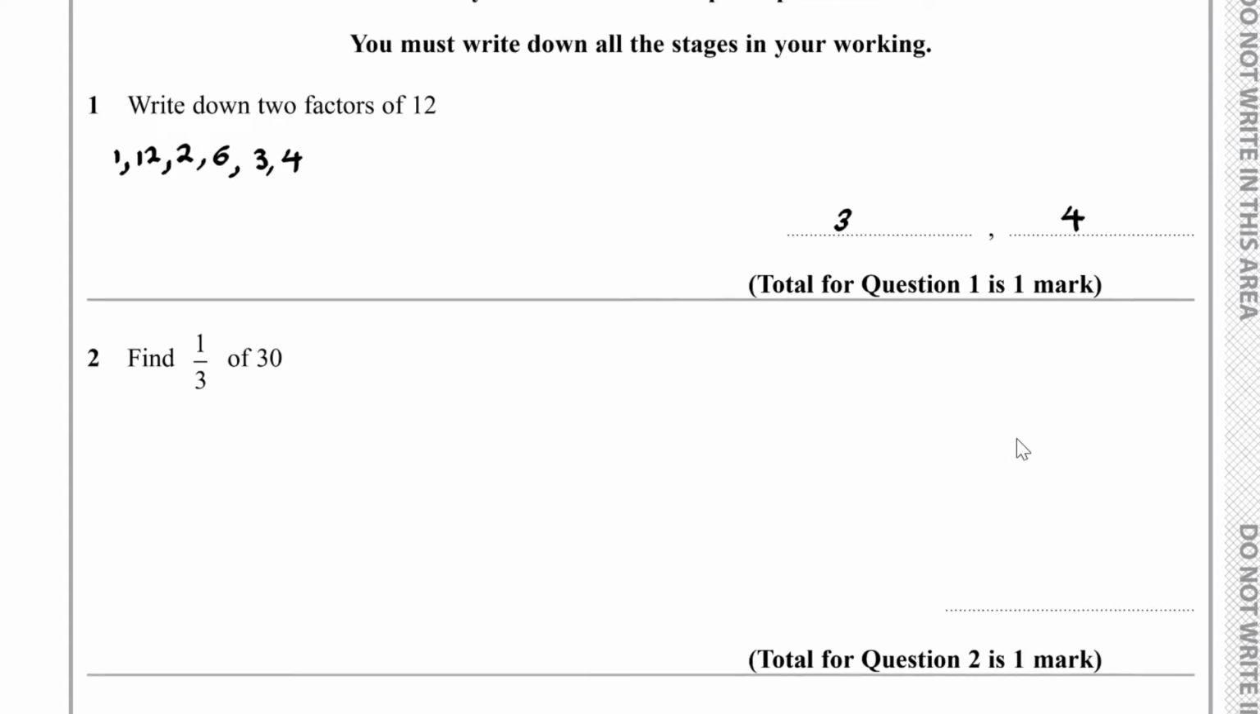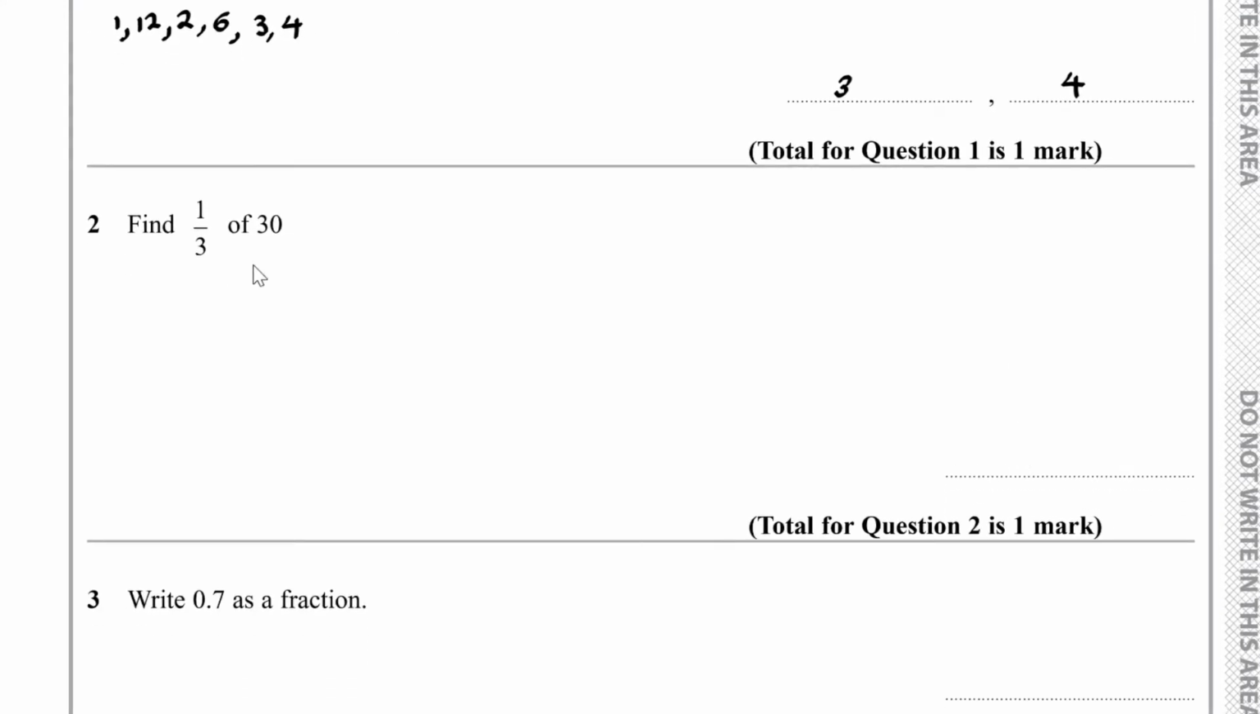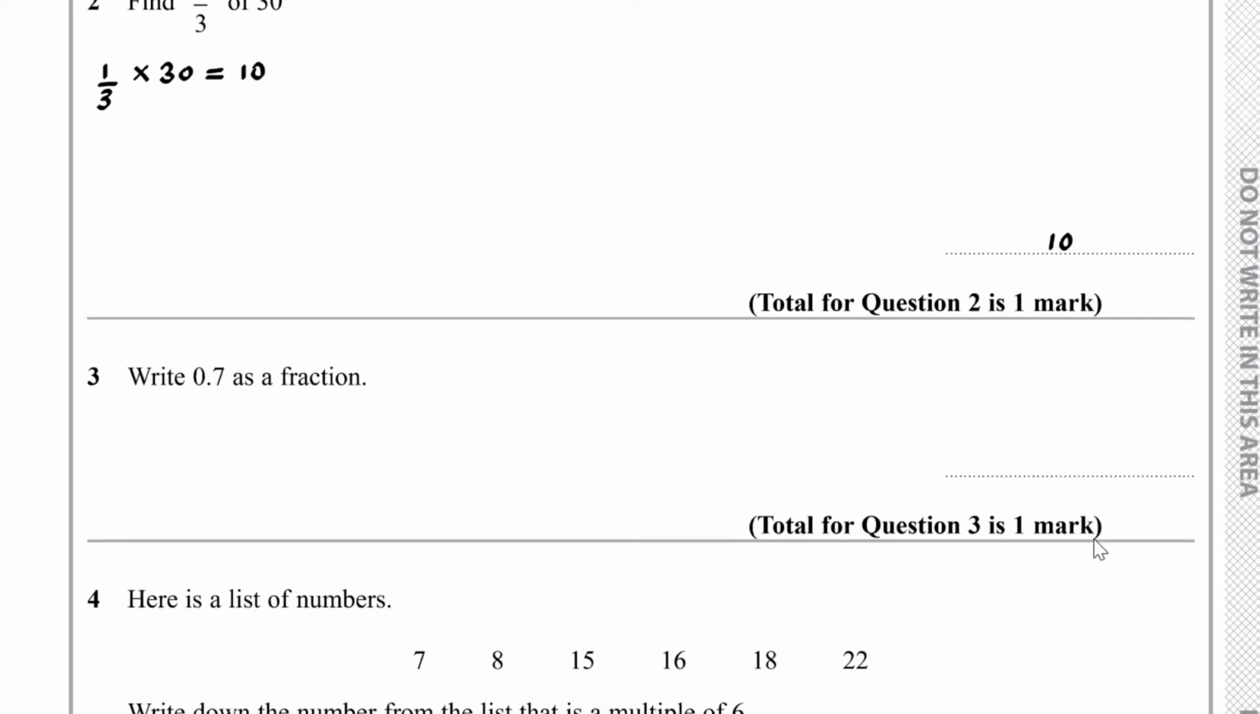Question 2, we have to find 1/3 of 30. This is the same as multiplying 1/3 by 30. In other words, 30 divided by 3, that's 10. So we get 10. Question 3, we have to write 0.7 as a fraction. Well, we see that we have one digit after the decimal place, so the fraction will be out of 10. And then we look at this digit 7, so 0.7 is the same as 7/10.